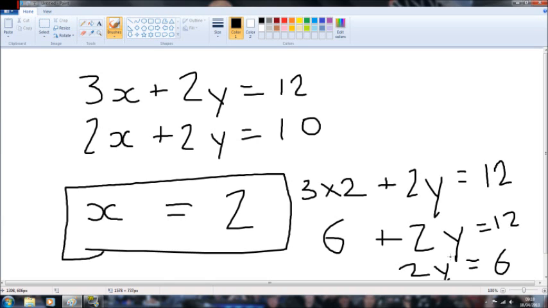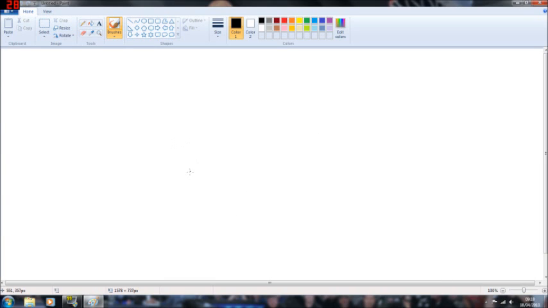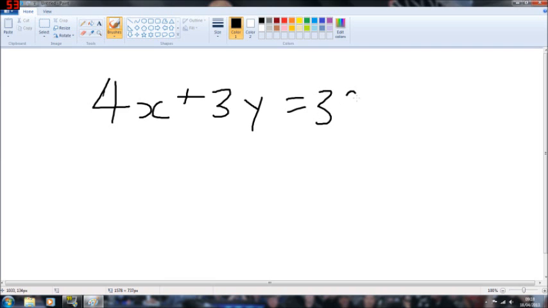I'll show you another one. This will be quite different in terms of, well, you'll see how it will be different. Alright, so there's 3 types of different ones you might get, 3 variations. There's the second variation. This will be something like 4x plus 3y equals 32.